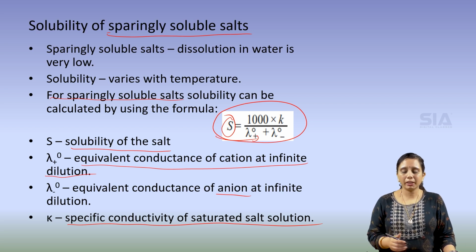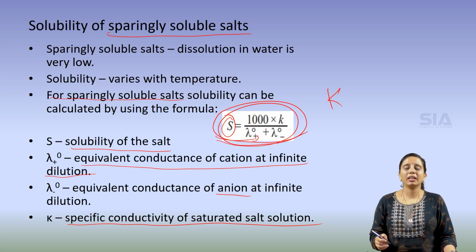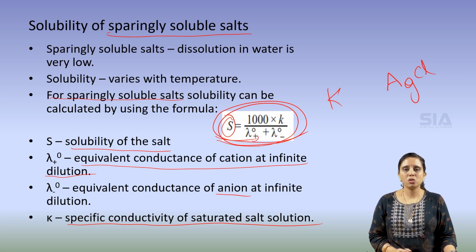If its specific conductivity kappa value is known, then we can easily substitute all the values in this equation and get the solubility of that salt. For example, we can take AgCl. Silver chloride is a sparingly soluble salt.